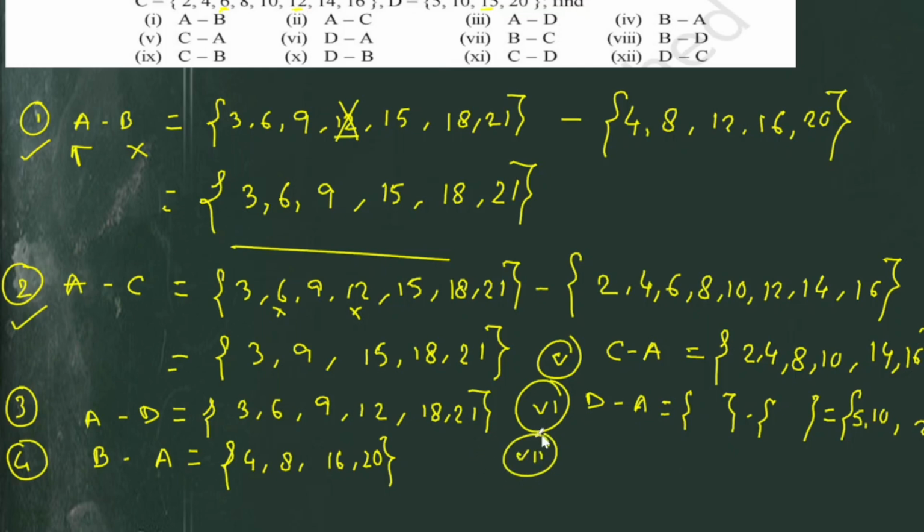Next, 7. B minus C. Okay. So B is this one. So we should remove the elements of C from B. So C has 2. Is there any 2? No. Is there any 4? Yes. So we should remove this one. And 6, no. 8, yes. You should remove this one. 10, no. 12, yes. You should remove 12. And 14, no. 16, yes. So we have to remove this one. We get only 20. So the B minus C answer will be 20.